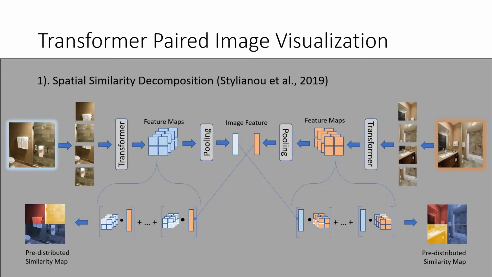This brings us to our three-step paired image visualization method. First, each image is processed through an image transformer, and the output tokens are pooled together to generate the global image feature embedding. We utilize Stilianu et al.'s method to spatially decompose the similarity back to the output tokens. This step involves multiplying the complementing image's global feature embedding with each output token prior to the pooling layer to generate a pre-distributed similarity map.